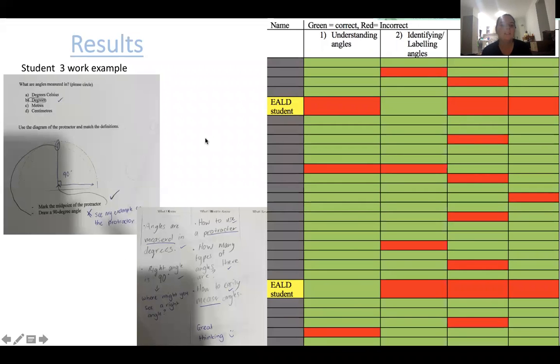So the results on the left are student 3's work examples. They passed questions 1, 2, and 4. However, on question 3 they did not use the protractor properly. The feedback written was, where might you see a right angle, just to be more specific, and great thinking.